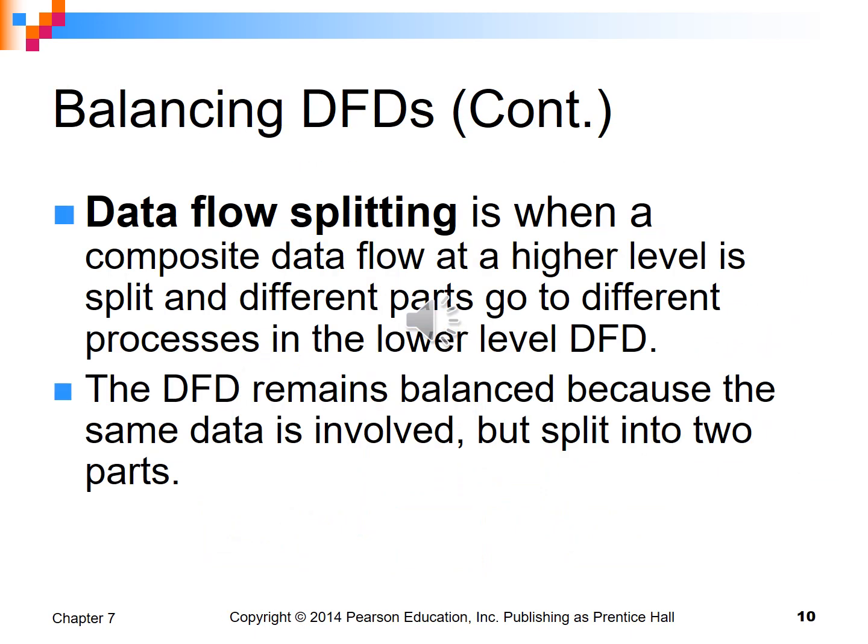Looking at balancing DFDs, consider when we split a data flow. A composite data flow has two different parameters which go to the same process at a higher level. It is split, and different parts go to different processes in the lower level DFD. The DFD remains balanced because the same data is involved but split into two different parts, as we are going to see in the next slide.